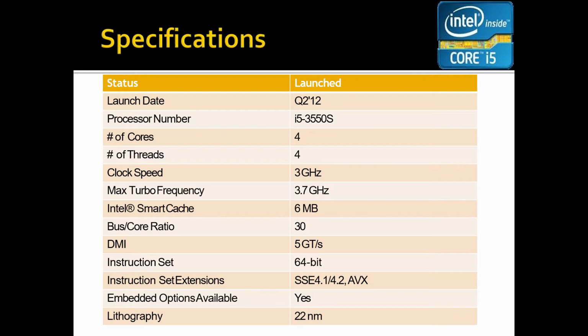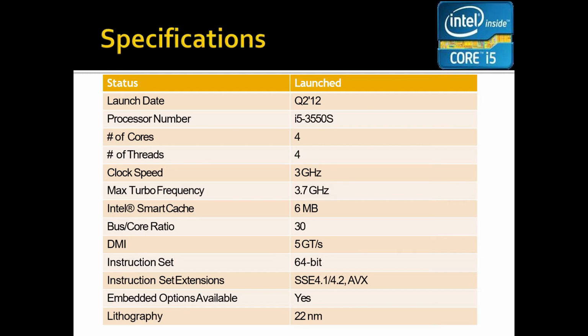As you can see, this table shows the specifications for this processor. The Intel Core i5 3550S is a desktop processor with 4 cores, launched in April 2012. It is part of the Core i5 lineup using the Ivy Bridge architecture with socket 1155. Core i5 3550S has 6MB of L3 cache and operates at 3 GHz by default, but can boost up to 3.7 GHz depending on the workload.